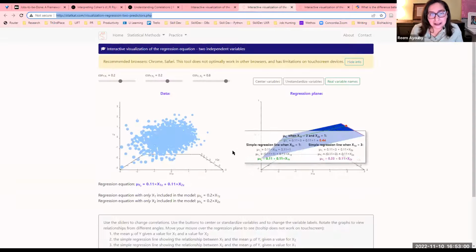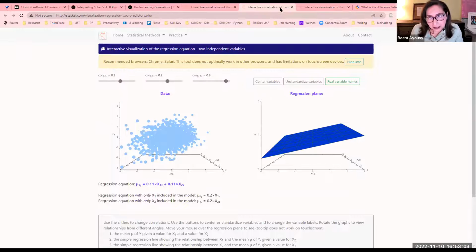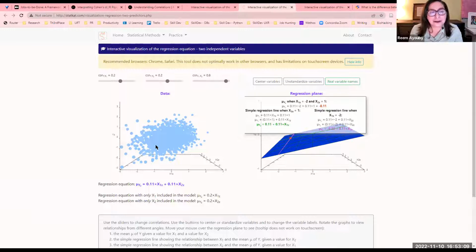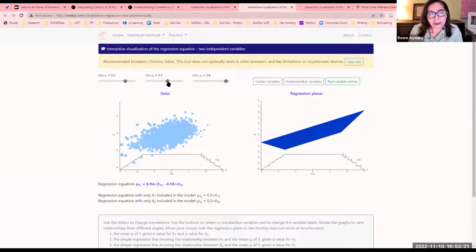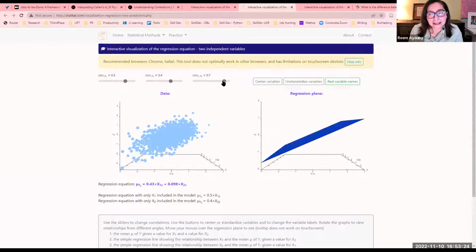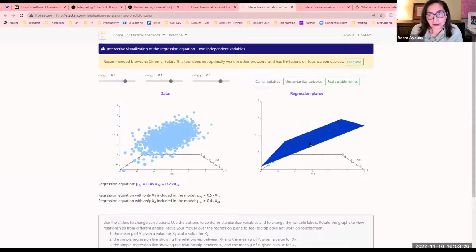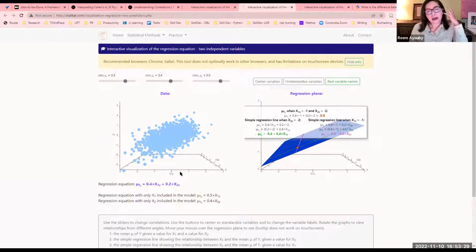And then there is here, I hope you can see, the second visualization, which is looking at two variables. So now it's not only in a flat plane, there's a third dimension, and we can manipulate the correlations. Oops, there are ones that don't work well. And see how the data would change. And so trying to visualize what it means if X1 increases by 1, X2 increases by 1. What does that mean for Y in a three-dimensional space?